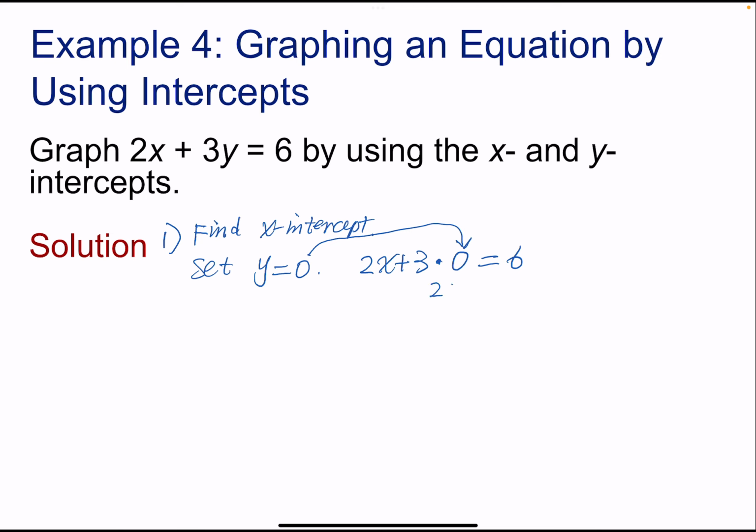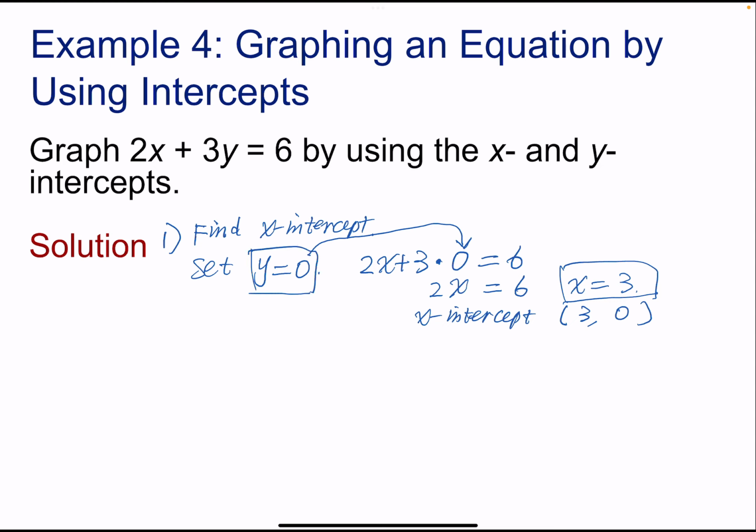So this gives you 2x, 3 times 0 is 0, equals 6. So x equals 3. This means that the x-intercept can be represented by the point (3, 0). Notice y equals 0, x equals 3. So we can go ahead and plot the points over here in the xy plane.